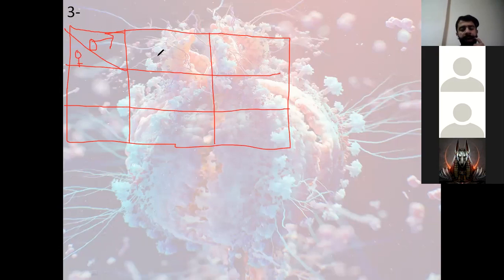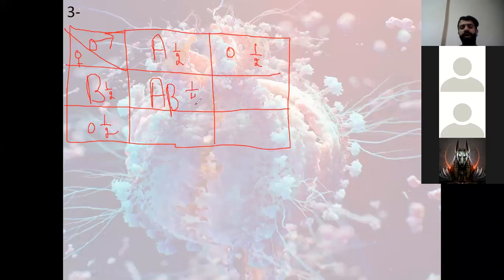In the male we have A, it's half, and O, it's half. And in the female we have B, which is half, and O, which is half. So here, A and B, it's AB. Half times half, so AB is 1 over 4. BO, 1 over 4. And AO, 1 over 4. And OO, 1 over 4.